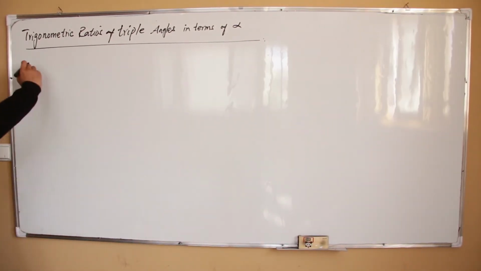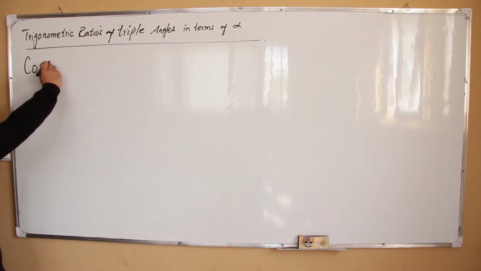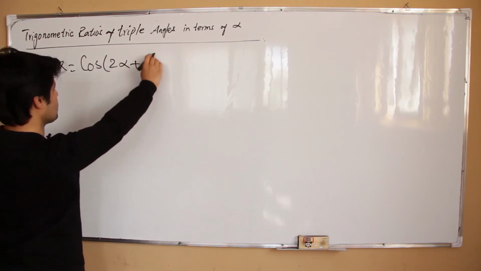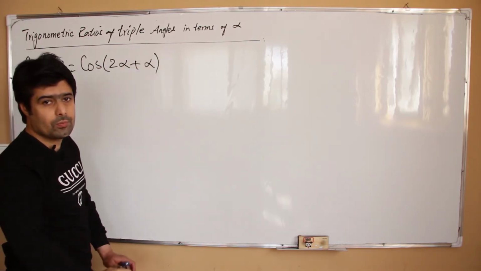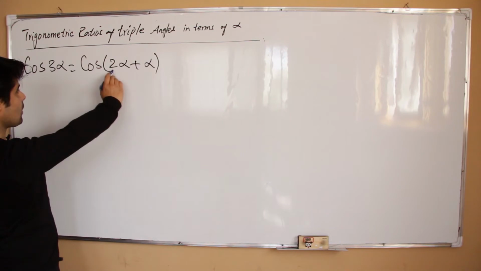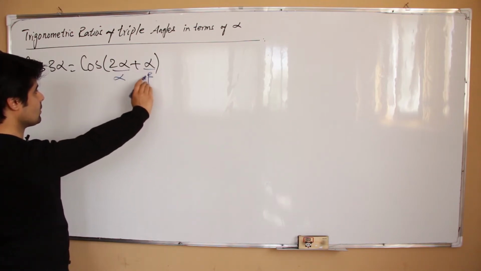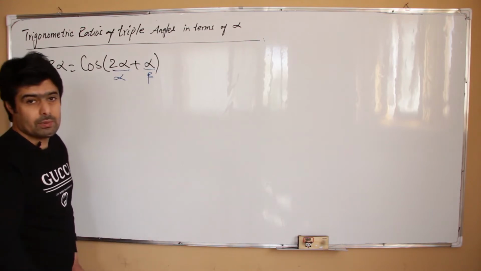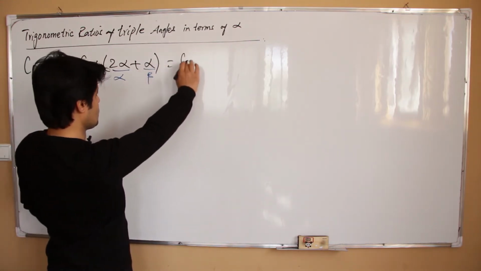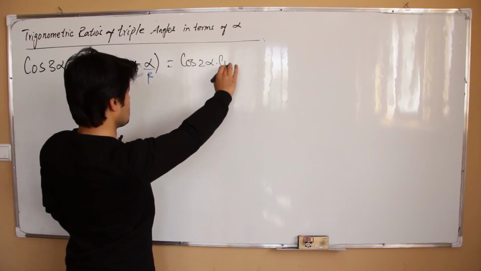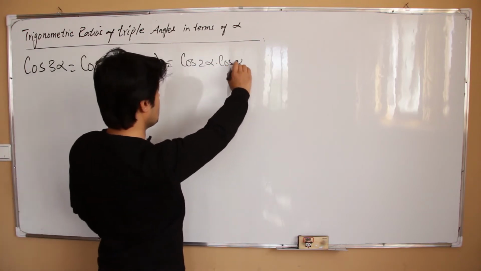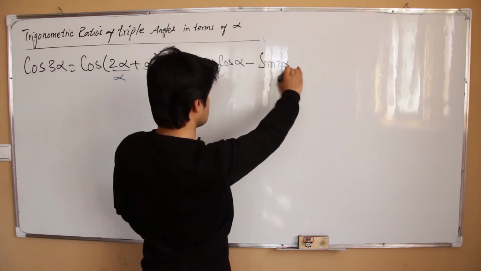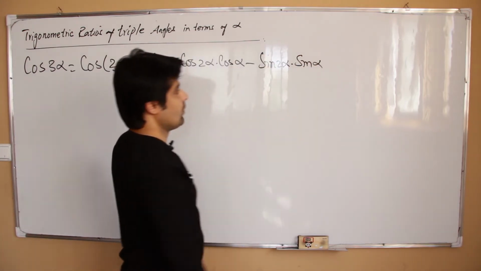Come to cosine of 3 alpha. Can we write this as cosine of 2 alpha plus alpha? Yes. So this 2 alpha is alpha and this one is beta, so it has the form of cosine of alpha plus beta. What's the formula? Cosine of 2 alpha times cosine of beta, which is alpha, minus sine of 2 alpha times sine of alpha.